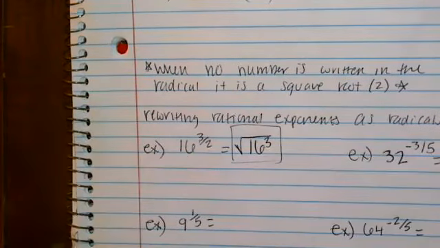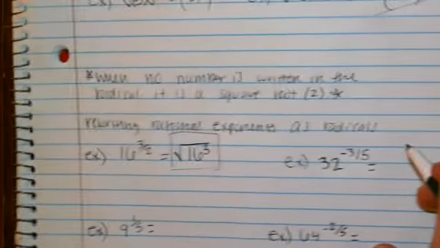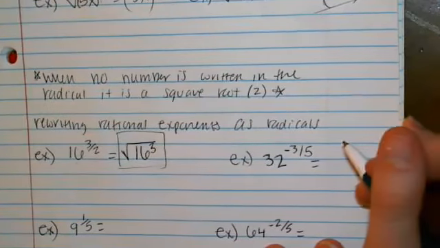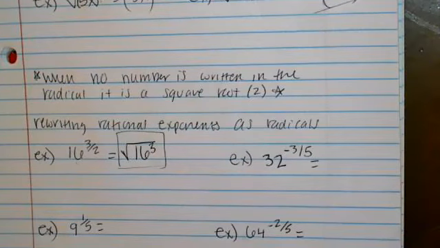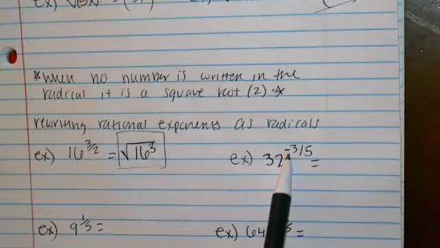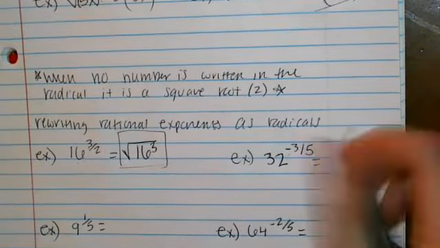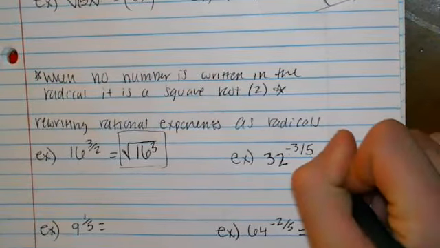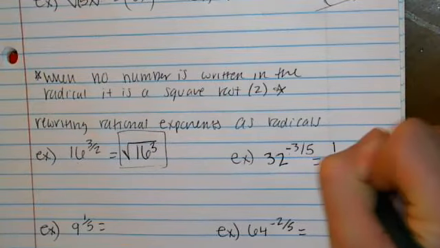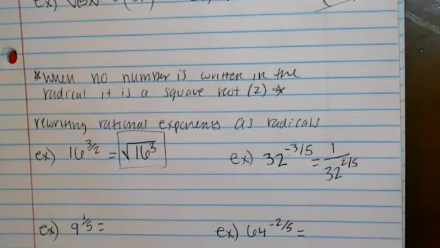So let's go write this one. The first thing that we have to deal with is the fact that this is a negative exponent. When we have a negative exponent, that means you take everything to the denominator and you make it positive, right? We know that from exponent properties.